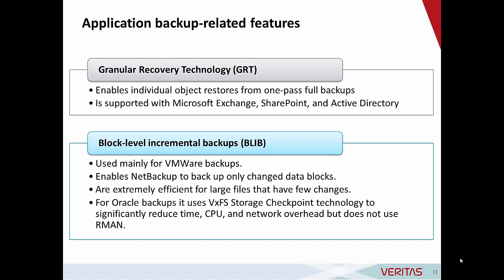Another type of feature we see in some application agents are BLIBs. These are block-level incremental backups, and these are extremely granular incremental backups. Unlike regular incrementals, which happen at the file level, BLIBs are much more granular than that. They happen at the file system block level. So we're usually talking about something between 1 and 8 kilobytes of data. So it's a very granular change detection and therefore a very high-performing incremental backup. We see this these days primarily in VMware backups, although they're also possible in Oracle backups.